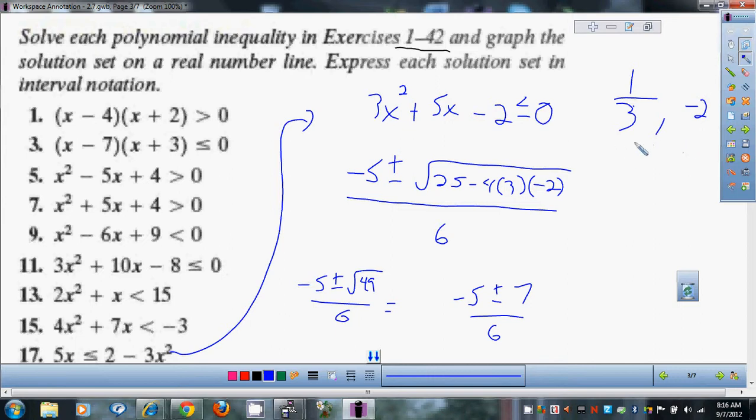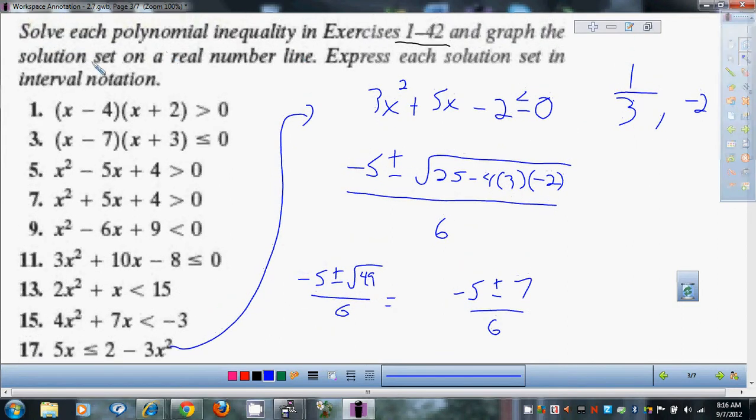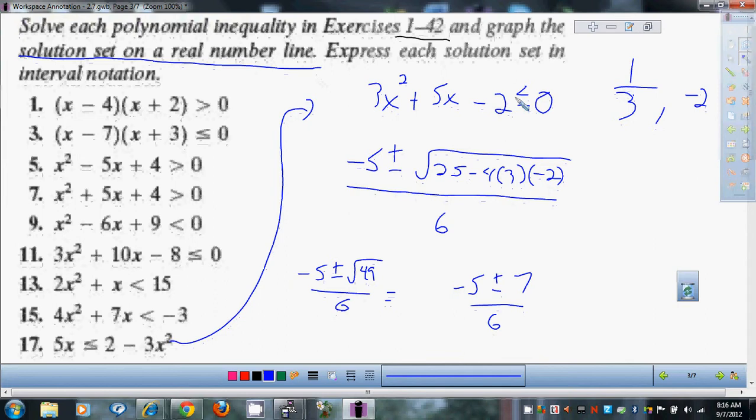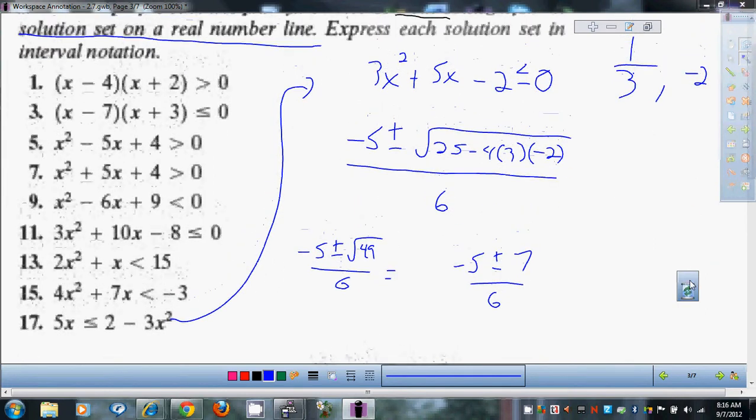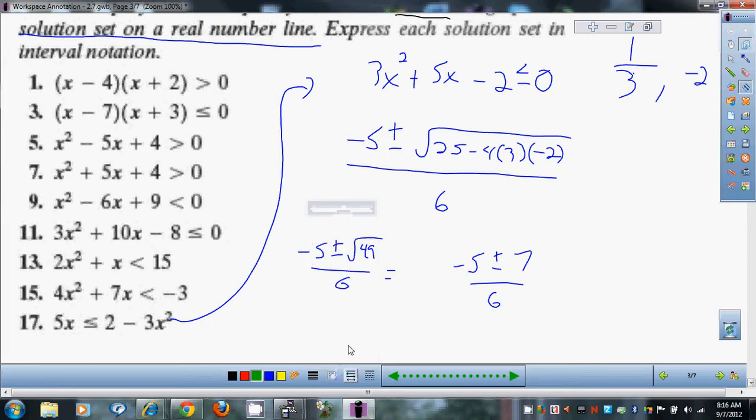So those are your 2 points where it's going to change from negative to positive or positive to negative. You don't know which yet. So the second part says, do your solution set on a number line and figure out which ones it's true for. So here I go. Alright, number line. Only 2 points I need to check around are negative 2 and 1/3, because that's where it's going to equal 0 and cross the x-axis and change from positive to negative.